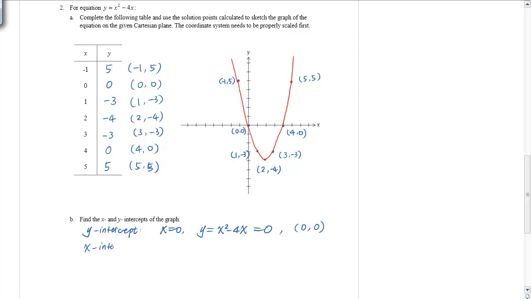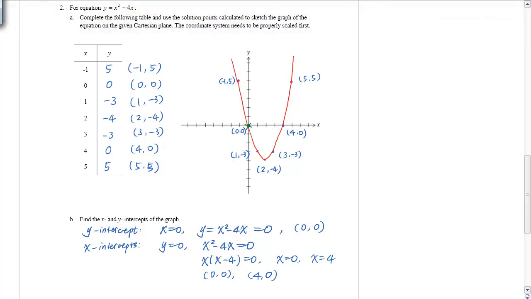For x-intercepts, these are the points that are on the x-axis, therefore they will always have y-coordinates of 0. Therefore we need to set y equals 0, and this becomes solving an equation, x squared minus 4x equals 0. This should not be that difficult to solve. We can simply factor it to be x times (x minus 4) equals 0. Therefore, x equals 0 or x equals 4, which tells us that the two corresponding x-intercepts will be (0, 0) and then (4, 0).